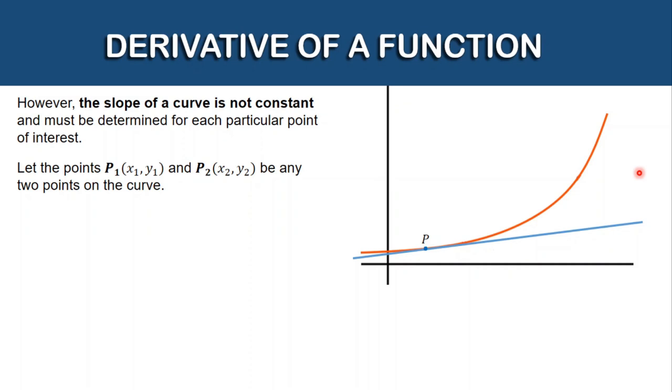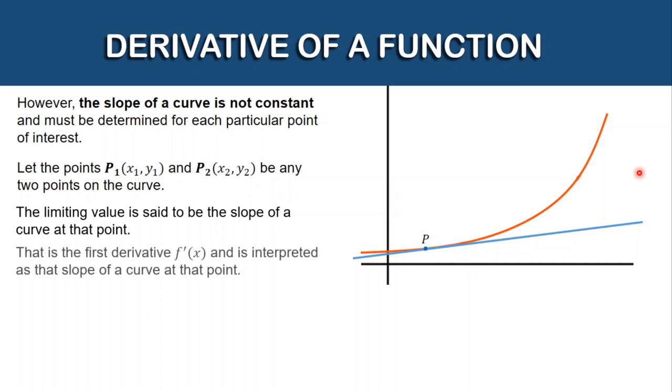And notice that as point 2 moves towards point 1, the slope of the secant line varies by smaller and smaller amounts and approaches a constant limiting value. When this occurs, the limiting value is said to be the slope of a curve at that point. And that is the first derivative, or in symbol, this is not an inverse function. This is the symbol for first derivative and is interpreted as the slope of a curve at that point.